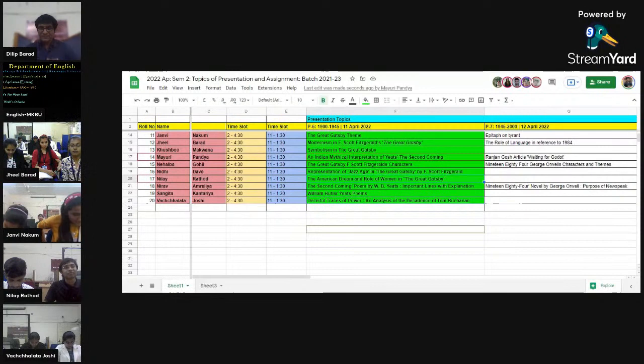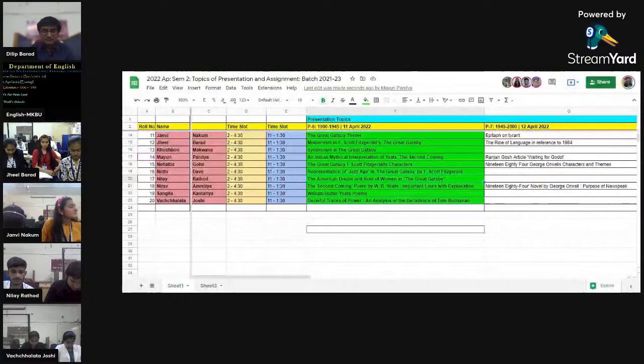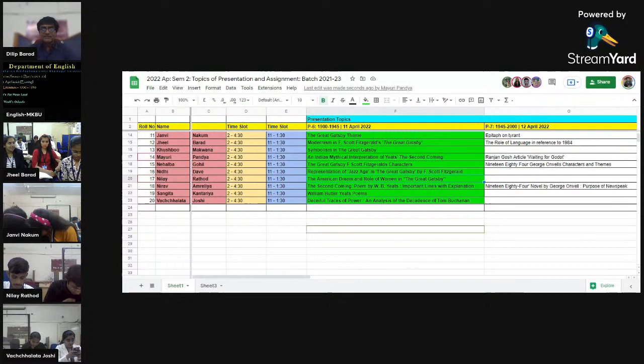Sangita on Yeats's poems, and Vachchhalata will read on Deceitful Traces of Power. Deceitful, I think the T is missing there. Deceitful Traces of Power, an analysis of the Decadence of Tom Buchanan, that is again from The Great Gatsby.